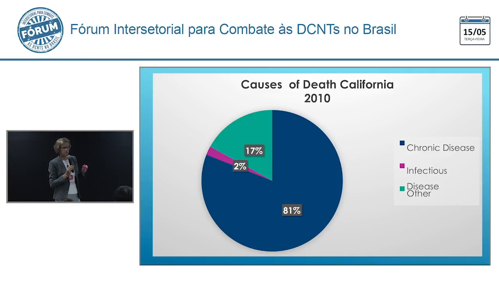Chronic disease is very complex. It's multifactorial. The solutions are complicated. They include behaviors. They include social determinants. They include environmental determinants.